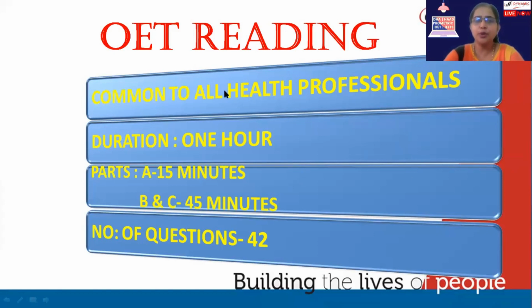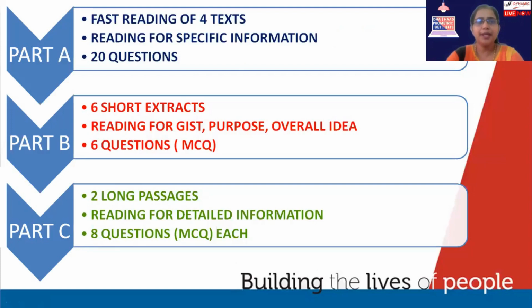All of you know that the reading and listening subtests are common to all the health professionals, and the total duration is 1 hour, and there are 3 parts: A, B, and C. In part A you get only 15 minutes to complete, and for B and C together you get 45 minutes, and there are a total of 42 questions. Now, let's see each part in detail.